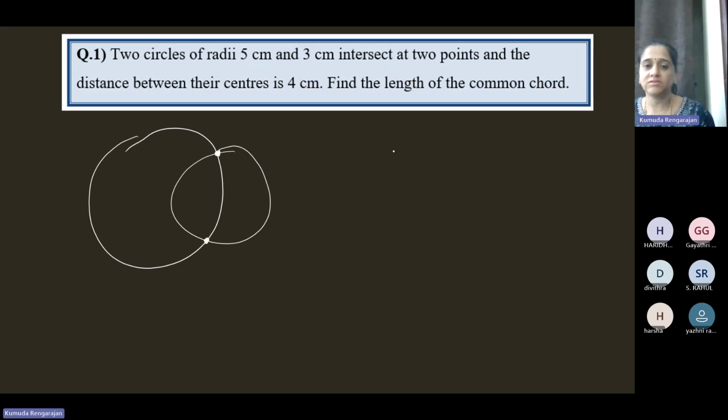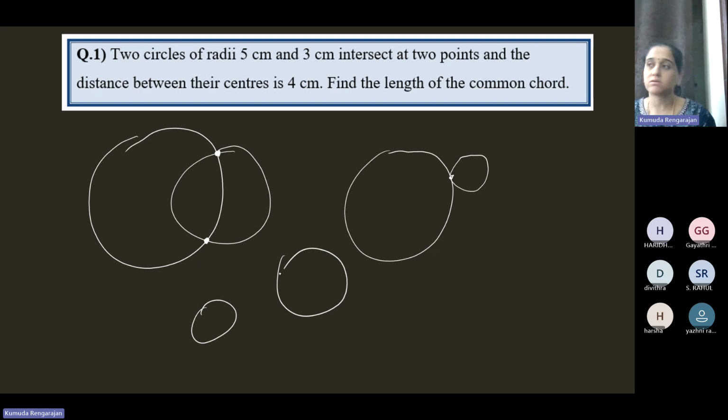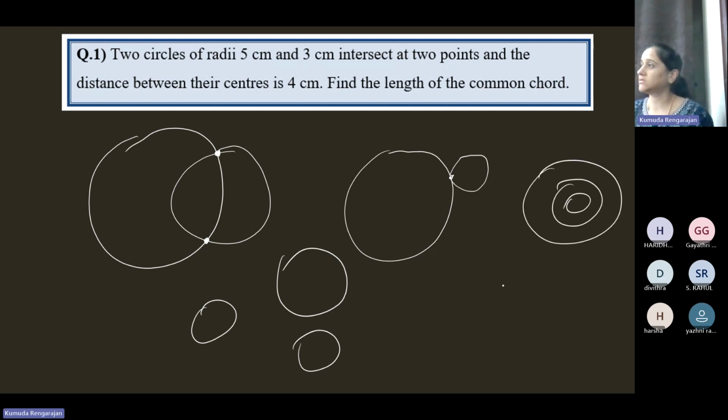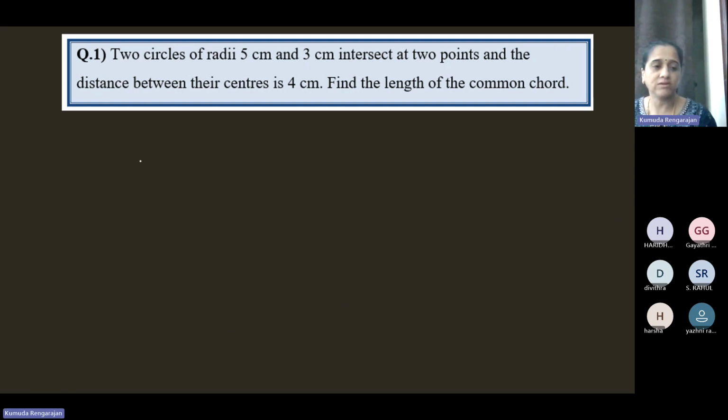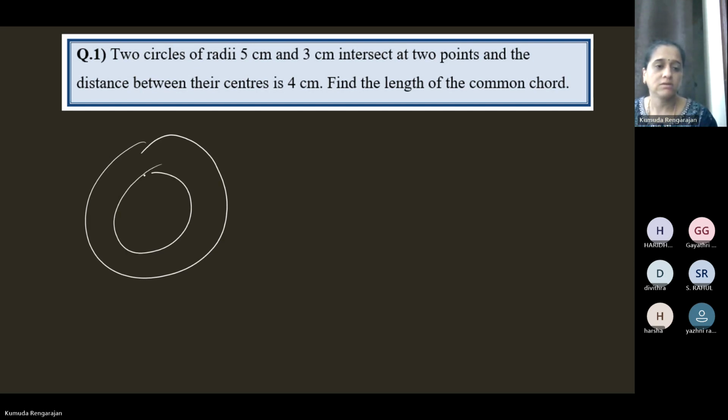See, these are circles that intersect at only one point. These circles don't intersect at all. Even these circles don't intersect. Concentric circles, need not be concentric, like one inside the other, like this. So these circles have no point in common.